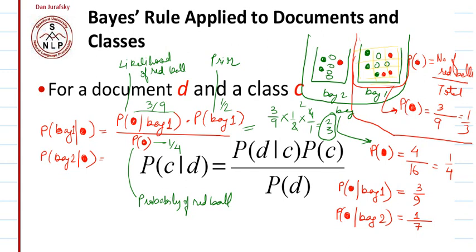Similarly, we can calculate the probability of bag 2 given red. So probability of red given bag 2 is 1 by 7. This 1 by 7 into probability of bag 2, which is again 1 by 2, divided by probability of red, which is again 1 by 4. So this is equal to 2 by 7. Since this is conditional probability, we can't say the probability of bag 1 is equal to 1 minus probability of bag 2, because we are conditioning on something.